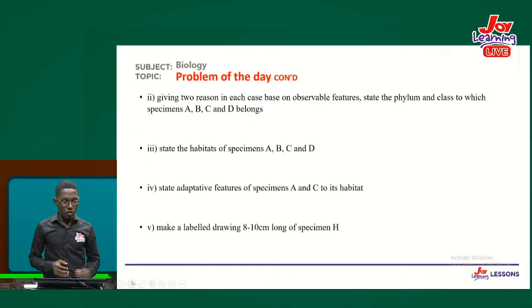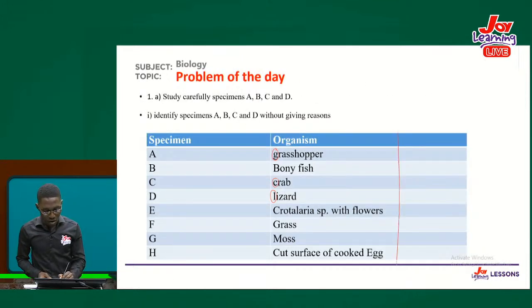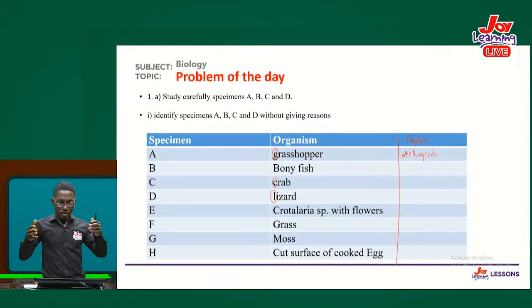Now, they say give two reasons in each case. Based on observable features, state the phylum and class to which A, B, C, and D belong. So, phylum and class. Let's go back. What will be the phylum for grasshopper? We know, Arthropoda. Bony fish, what will be its phylum? You can help us in the house. If you call in, you finish bony fish, crab, lizard, you give us their phylum.